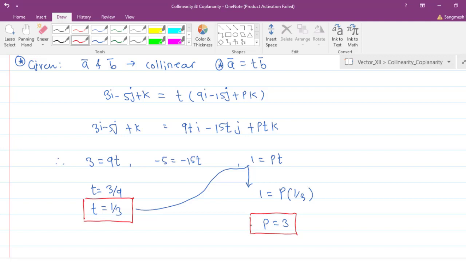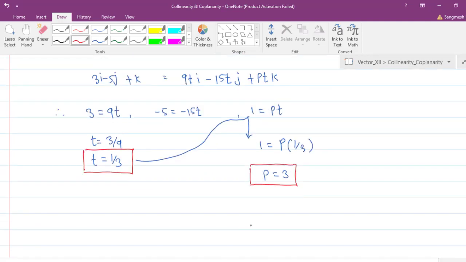Is the speed okay? Okay, very good. So this ends your theorem number 1. So let's see what theorem number 2 is.